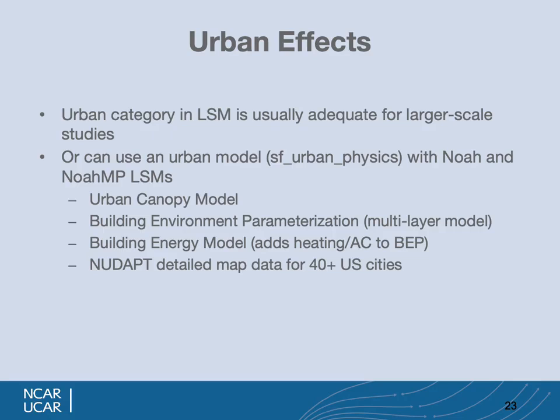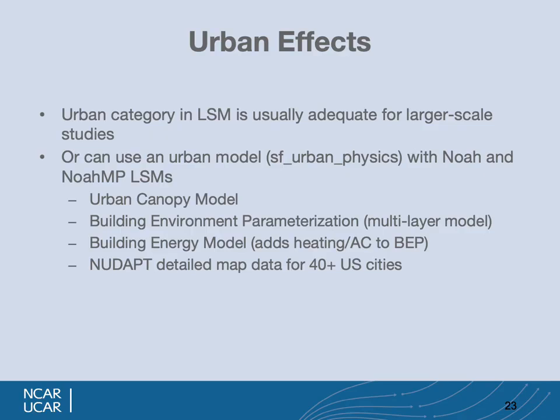The land model also comes with urban models. If you don't run an urban model, there's an urban category, which is just another land use category. So that's adequate for large-scale studies where you're not resolving urban areas very well, or you're not interested in them. If you are interested in urban areas and you're resolving them well, we have 3 different urban options: the urban canopy model, the building environment parameterization model called BEP, and the building energy model called BEM. Those are different levels of sophistication.